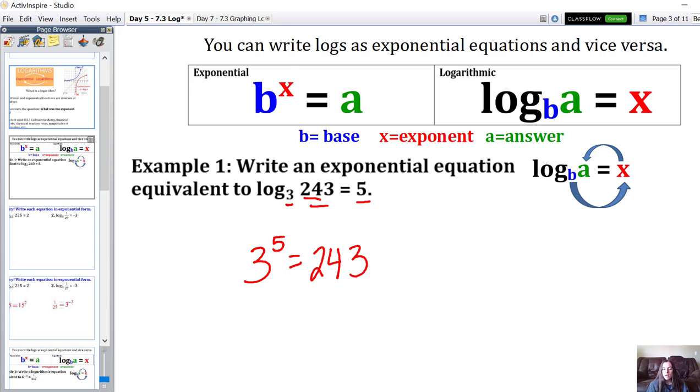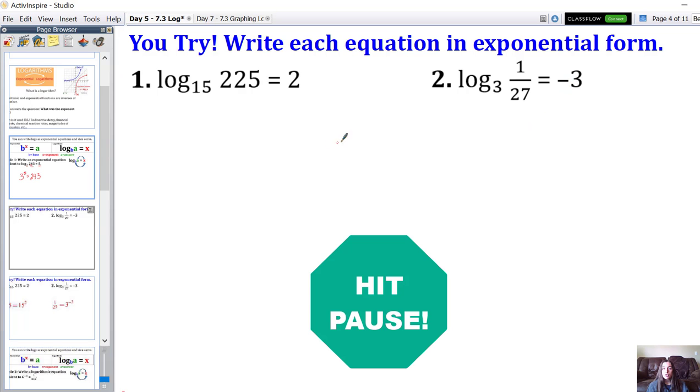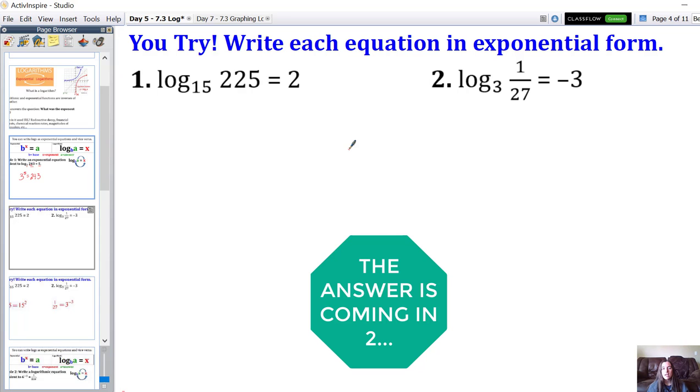So here are some examples that I want you to try. We have log base 15 of 225 equal to 2, and then log base 3 of 1 over 27 equal to negative 3. You try rewriting these on your own, pause the video for a second, and then I'll show you the answers in a few seconds.